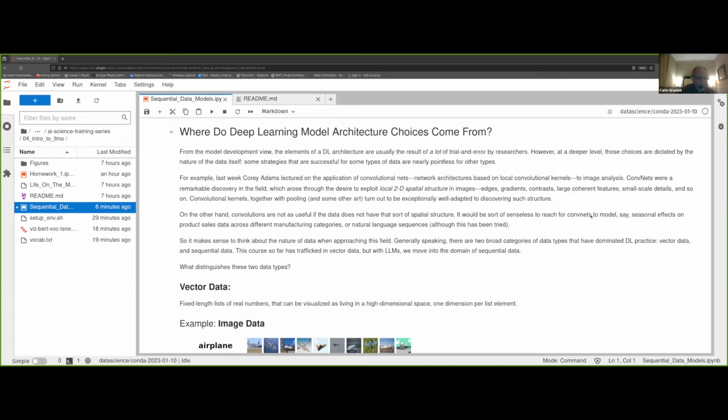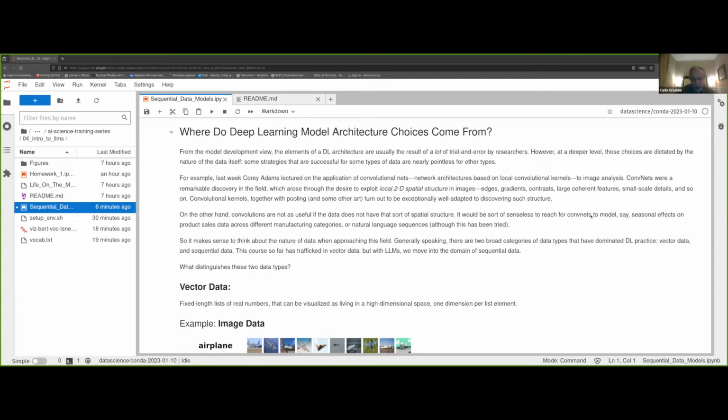Okay, well, the truth is that all these architectures are the result of a lot of trial and error and really a lot of failing until you get to something that works. So these things that look so perfect and successful are really the result of trying a lot of stuff that didn't work. But that's not really a deep answer. The deeper answer is that in the end, these choices are dictated by what kind of data you're analyzing, and some strategies will be successful for some kinds of data and fail miserably with others.